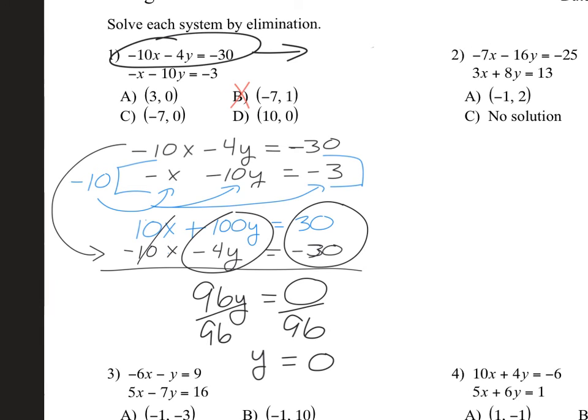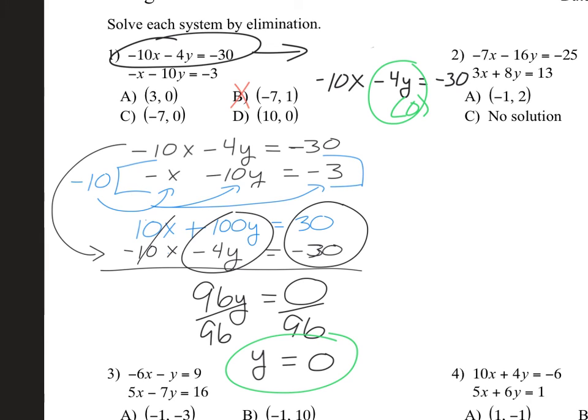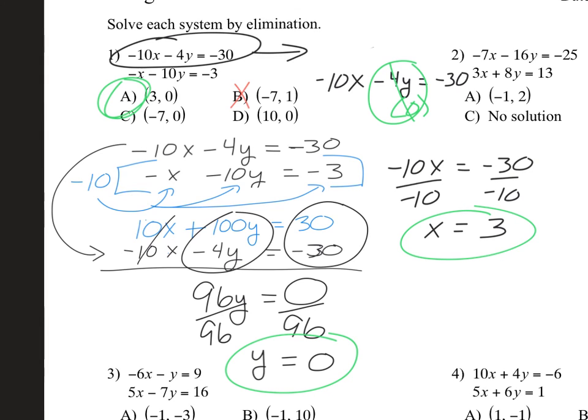And I'm going to take that y value that we just found. Let me rewrite this here. So I'm going to take that y value, that y is equal to 0, and I'm going to substitute it in for y. Well, obviously, negative 4 times 0 is just going to be 0, so that's going to cancel out. So all I'm going to have left is the negative 10x is equal to negative 30, the rest of the equation. Divide both sides by negative 10, so my x-coordinate is equal to 3. So if my x-coordinate is 3 and my y-coordinate is 0, that means that it's going to be letter A.